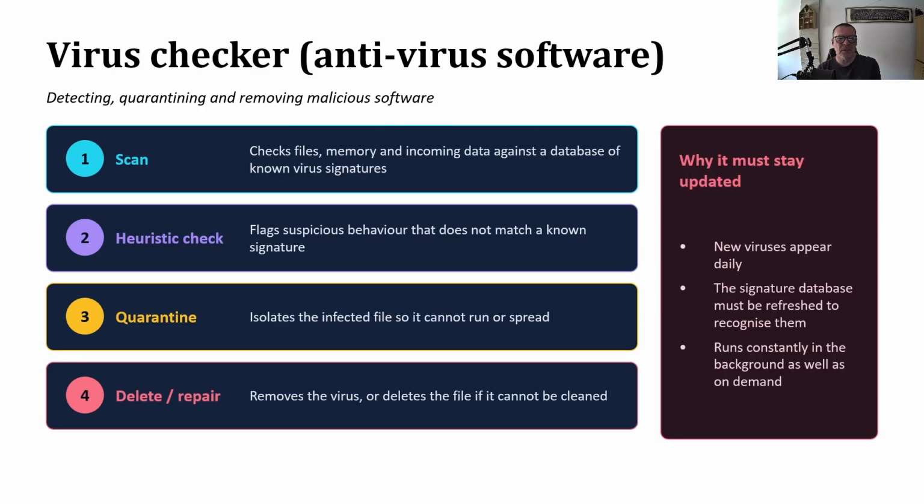And we have to update this software very regularly because new viruses are appearing all the time. So we need to update that signature database to give it a chance to identify these new viruses that are coming out. And it's important for virus checking software to be running in the background, not just when you manually decide to do a scan. And it's also really important for it to have auto updates rather than manual updates, so you don't have to remember to do updates to the antivirus software.